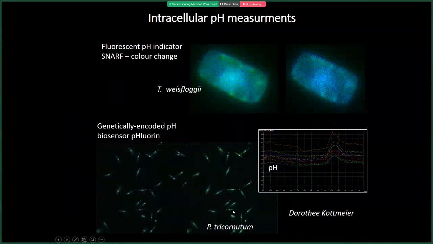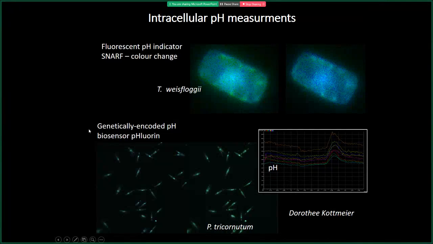We can also use confocal microscopy to monitor ion concentrations within cells, and this is just an example of how we've used confocal microscopy to look at intracellular pH, this time in a diatom. On the top, we've used a fluorescent pH indicator, which we call SNARF. And this basically changes color when the pH changes. So you can see two different pHs within that cell after a particular experimental treatment.